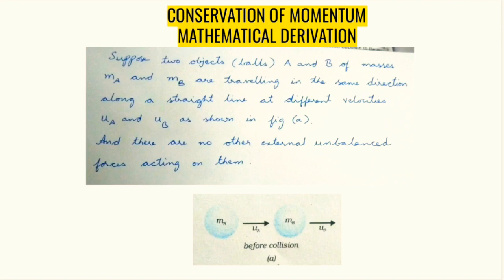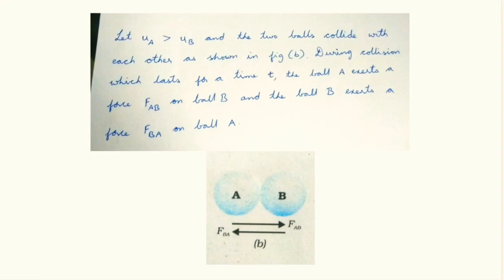Now we will prove this mathematically. As seen here in figure A, let us consider two balls A and B of masses MA and MB. They are traveling in the same direction along a straight line with different initial velocities UA and UB before collision. Here, we also need to note that there are no other external unbalanced forces acting on the balls. Here in figure B, let us suppose that UA, the initial velocity of ball A, is greater than UB, the initial velocity of ball B.